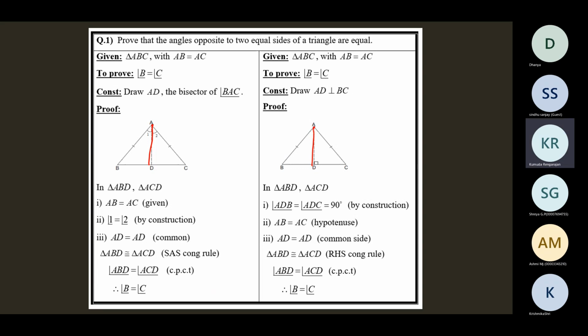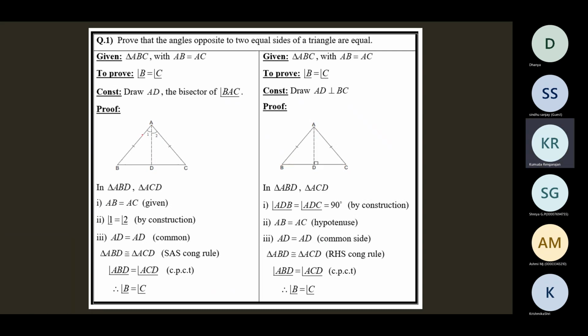So what are the two things this line segment AD can do? It can either bisect the vertical angle A, or it can bisect the side. There is one angle and one side here. AD starts from the vertex of angle A and lands on the side BC. So AD can bisect angle A, or it can bisect the side BC.